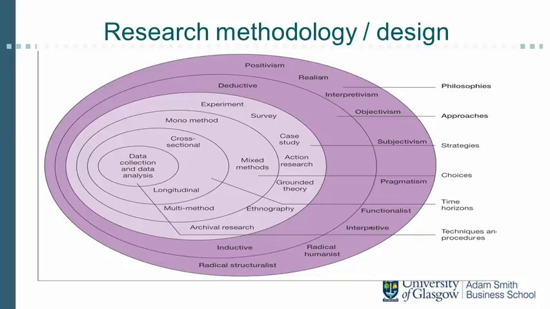The options that Saunders offers for research strategies are experiment, survey, case study, action research, grounded theory, ethnography, and archival research. Now, not all of these options are applicable to research undertaken on the basis of secondary data. The ones that are applicable are the survey, case study, and archival research. So in this video, we will only be referring to these three.